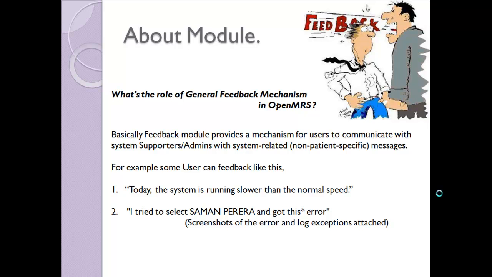First, let me tell you about the role of the general feedback mechanism in OpenMRS. Basically, the feedback module provides a mechanism for users to communicate with system supporters and admins about system related issues. That means non-patient specific messages. For example, some user or implementer can send feedback like this, saying today the system is running slower than normal speed. I tried to select summon error and got this kind of error. Likewise, an ordinary user can submit feedback to admins or system operators.